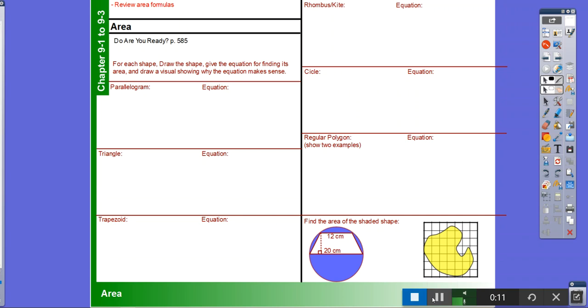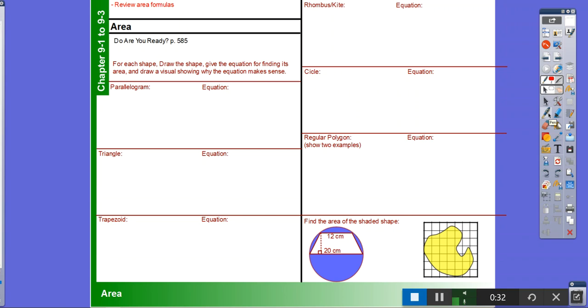We're going to do a little talk about area, and I'm also going to throw in some parts of parallelograms, kites, and rhombuses that should also be remembered when we're talking about these shapes. So first things, we have a parallelogram.